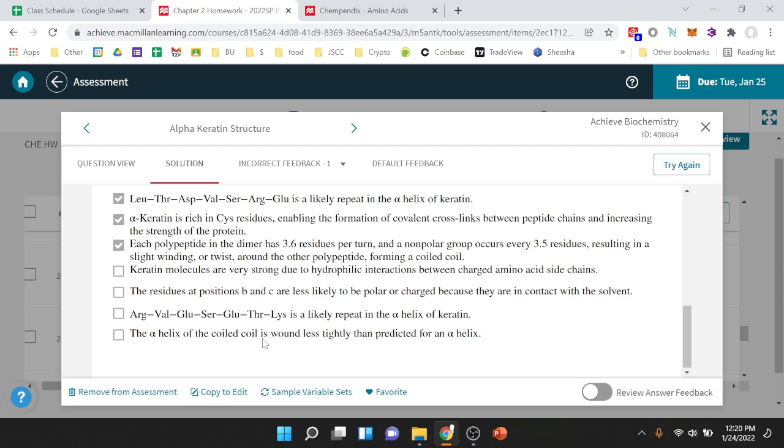The alpha helix of the coiled coil is wound less tightly than predicted for an alpha helix. An alpha helix is wound less tightly. Why would that be? It's kind of a weird statement in general, right? And you'd expect if you're a structural molecule, well, you want a rope to hold. Do you want a loose rope? Or do you want a tight rope? Tight, right? It doesn't make sense, does it? Yeah, it's kind of a weird thing. It's a sentence that doesn't make sense.